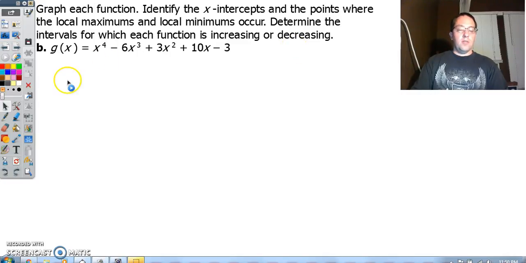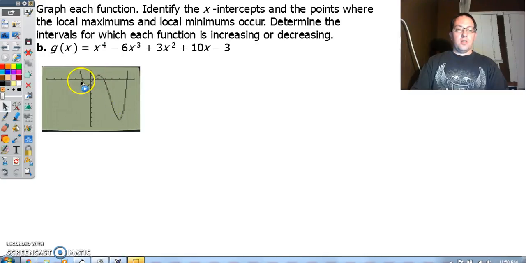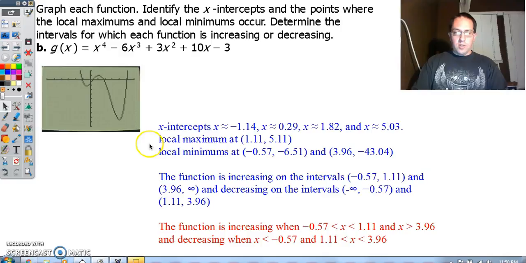Alright, let's see how you did. First, we need the graph. There's the graph. So we see this does have 1, 2, 3, 4 x-intercepts, 3 turning points. So we have 3 extrema, 2 minimums, 1 maximum. And here we go. So the x-intercepts, and we just did this all in the calculator, so that's what you should have got for your x-intercepts. Here's the local maximum, that one. Here are the 2 local minimums, and here's the intervals where it's increasing, intervals where it's decreasing, or if you prefer the inequality notation, there it is there.